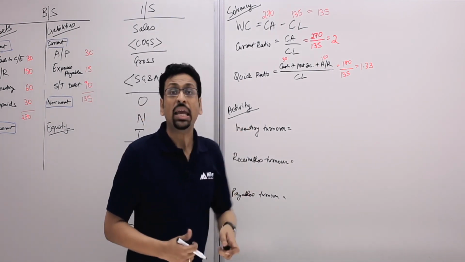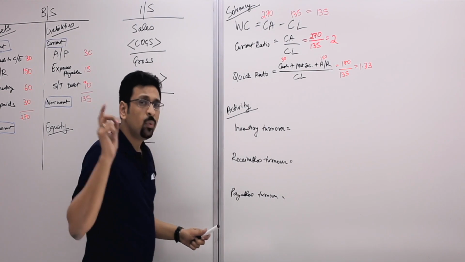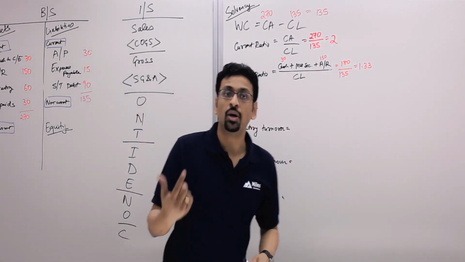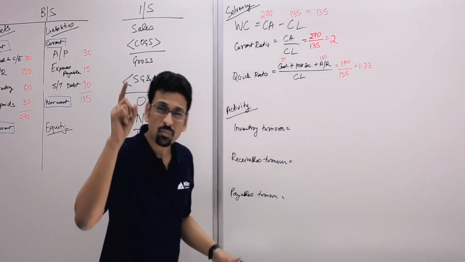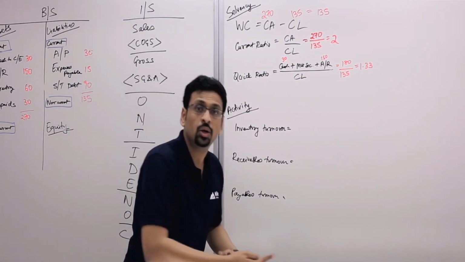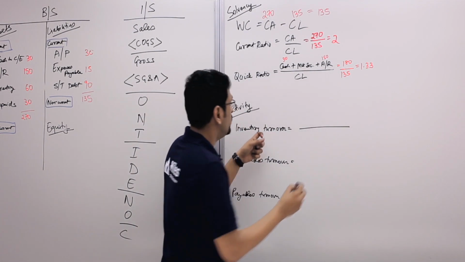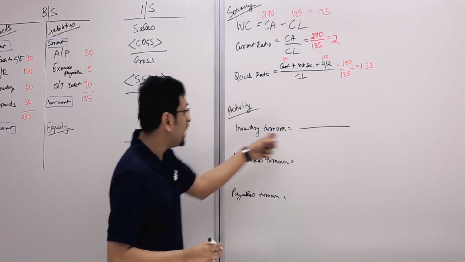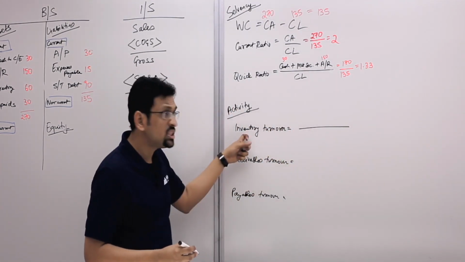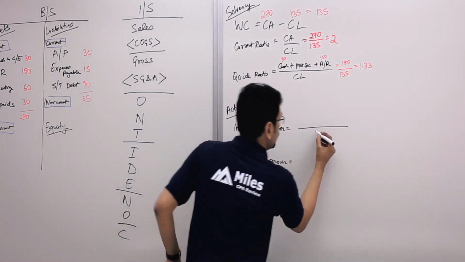So when I'm talking about inventory turnover, now guys, whenever you have a ratio which uses the term turnover, remember to turn it over. So turnover means you turn it over. So when I'm looking at this ratio, the denominator would have inventory. Because it's inventory turnover, the denominator is inventory.